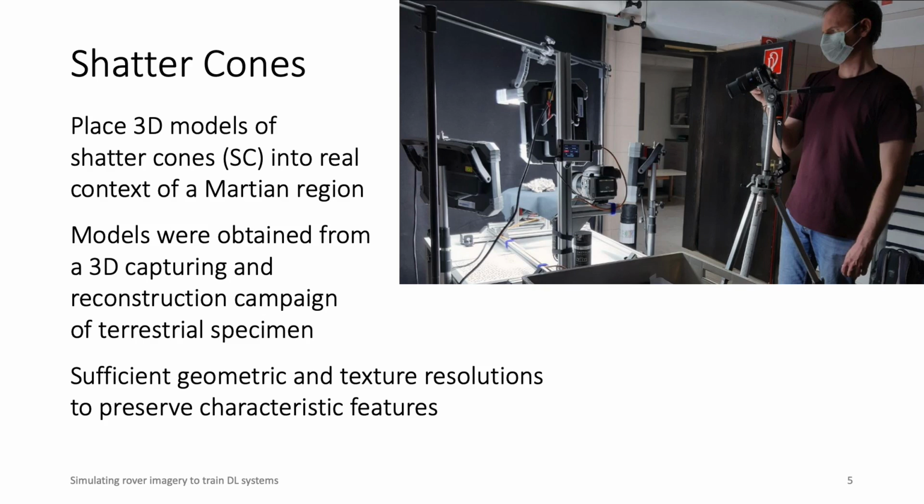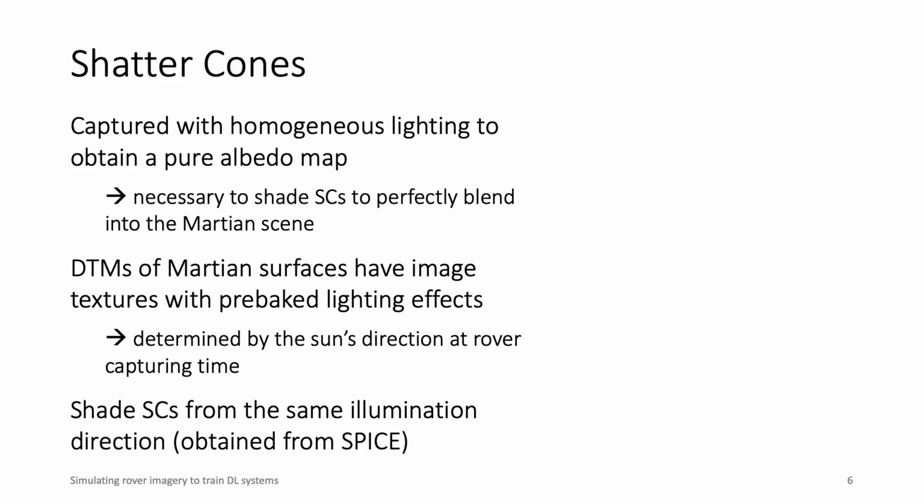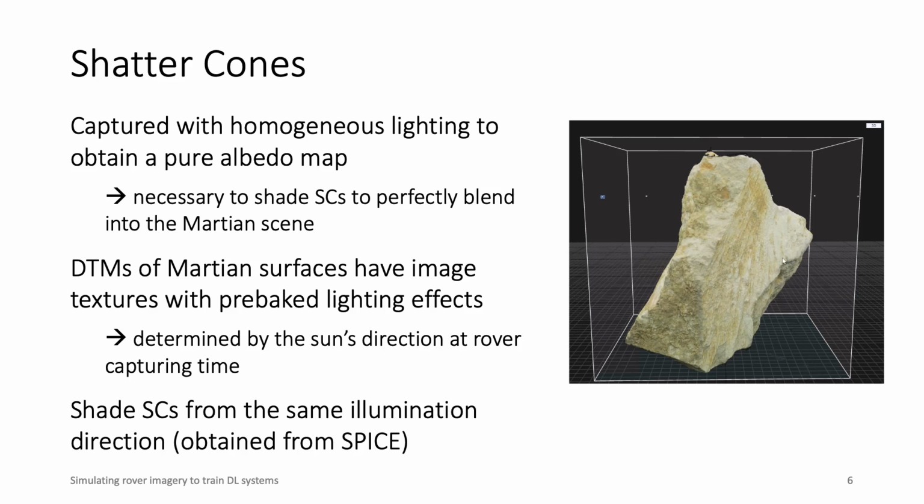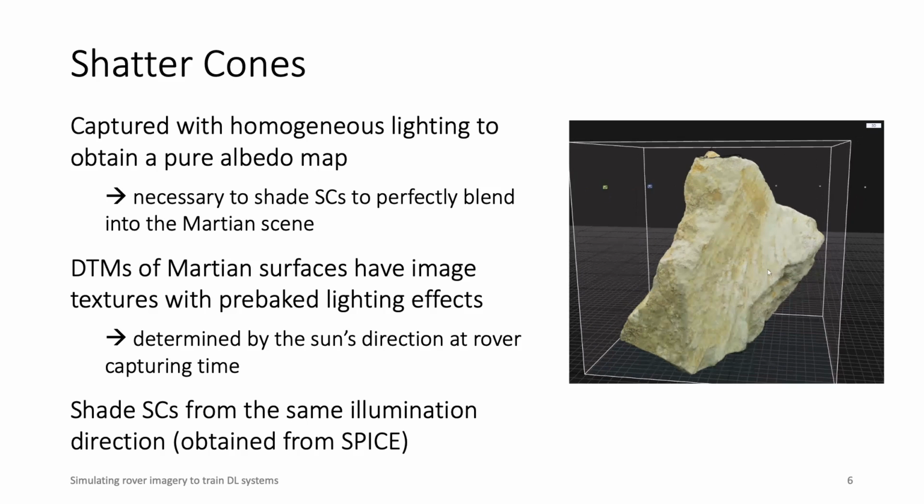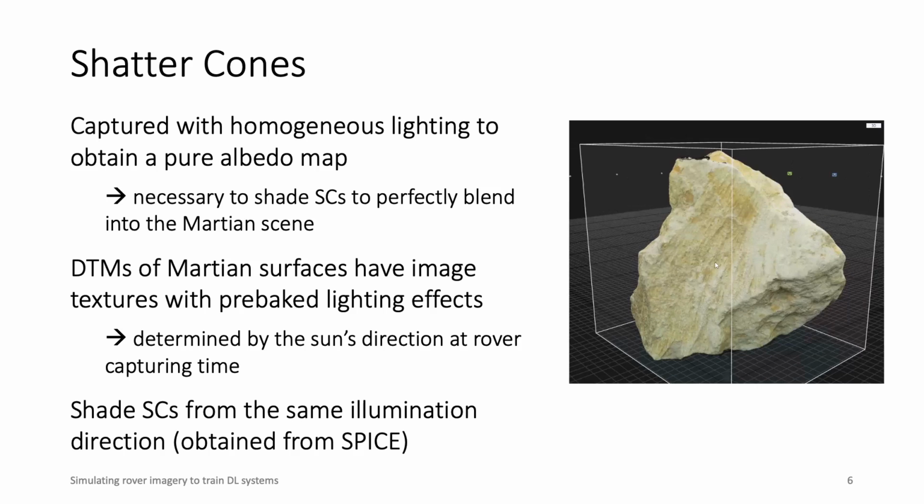A 3D capturing and reconstruction campaign was undertaken at the Natural History Museum in Vienna to obtain several 3D models of shatter cones for that purpose. The picture shows co-author Andreas Bechtold at the capturing setup. Thereby, we took care that the resulting 3D models have sufficient geometric and texture resolution so that characteristic features are preserved. An important aspect of the capturing is to ensure homogeneous lighting to obtain a pure albedo map as texture. This is necessary to shade shatter cone models so that they perfectly blend into the background scene.